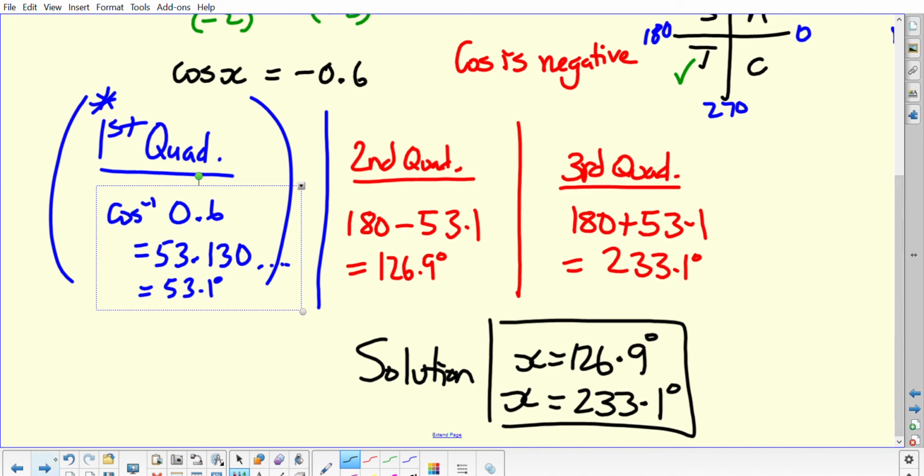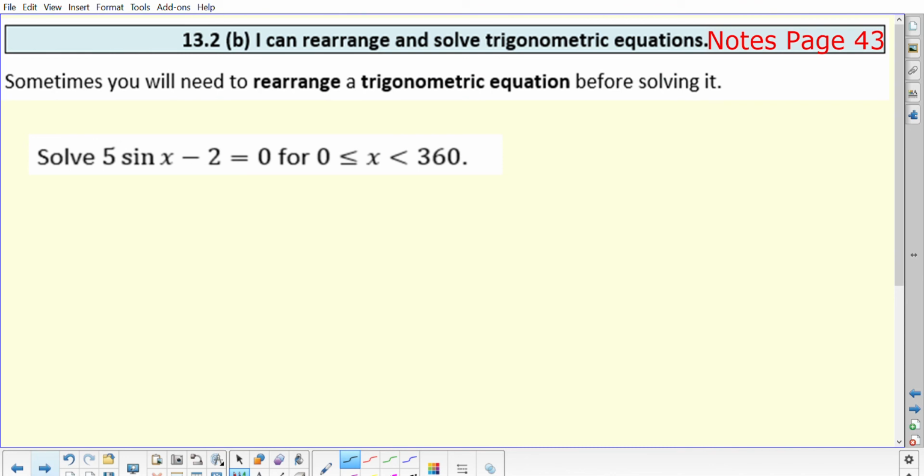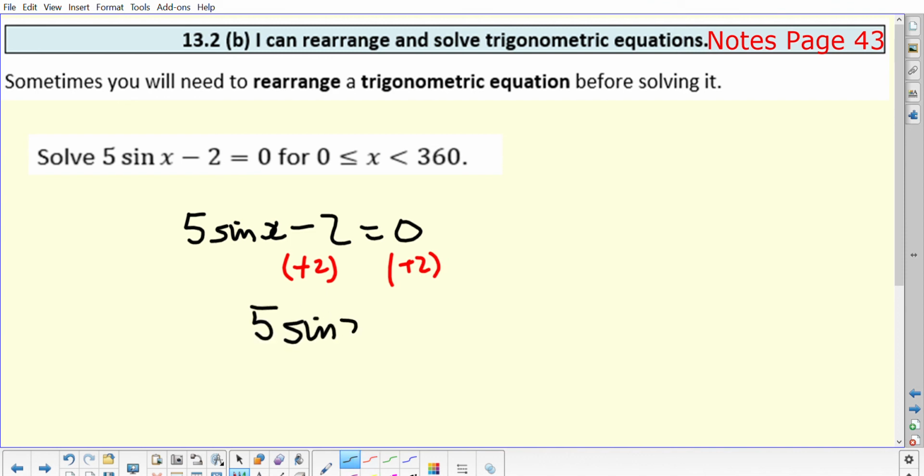And your last example, same sort of thing. You've got 5 sin x minus 2 equals 0, and you would rearrange that by adding 2 to each side, so you would have 5 sin x equals 2. Then we want to isolate the sin x by dividing by that 5, so we would get sin x equals 2 over 5.